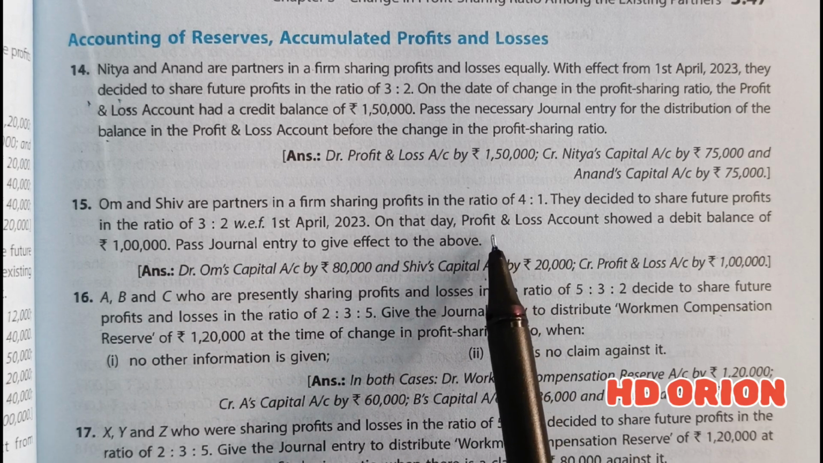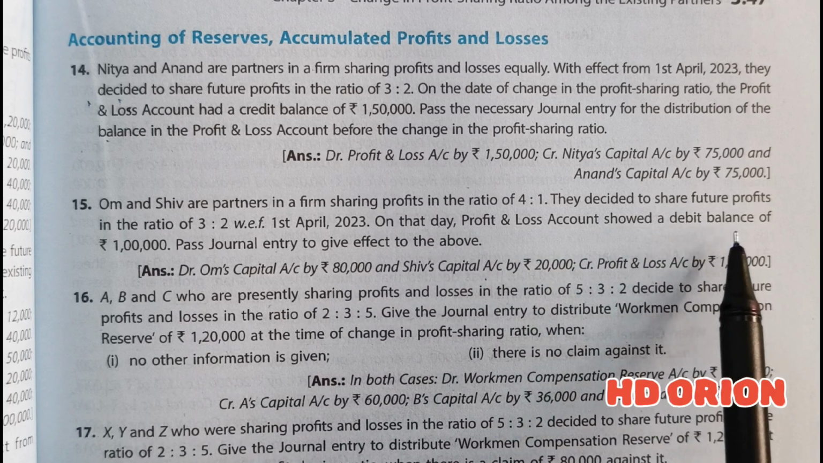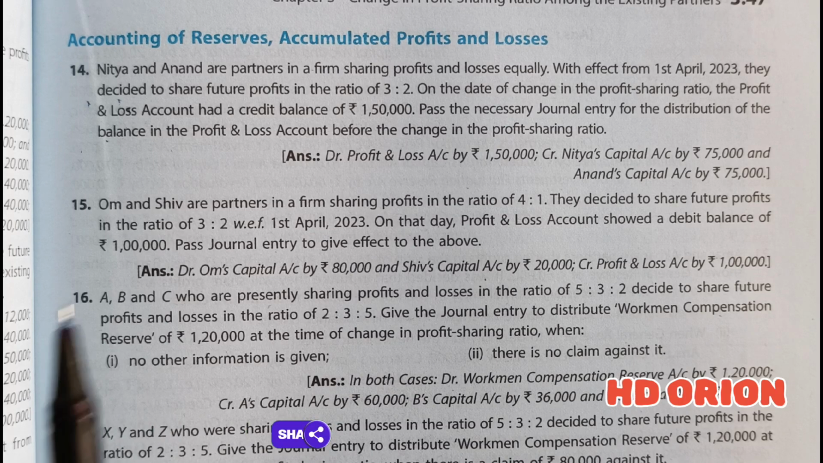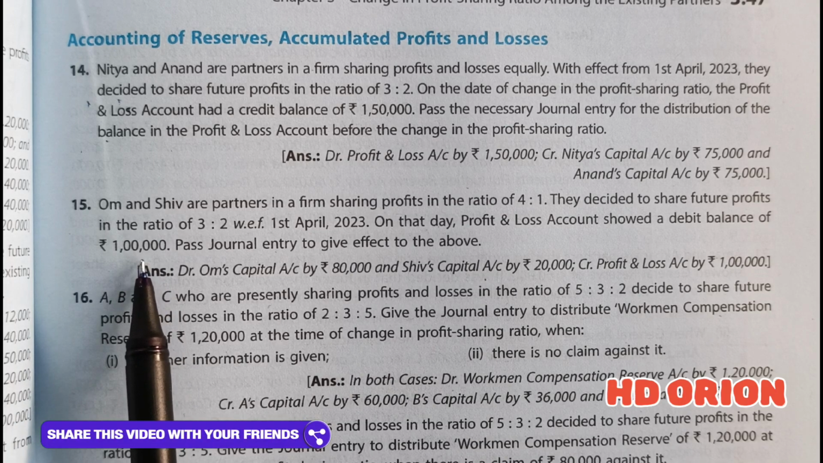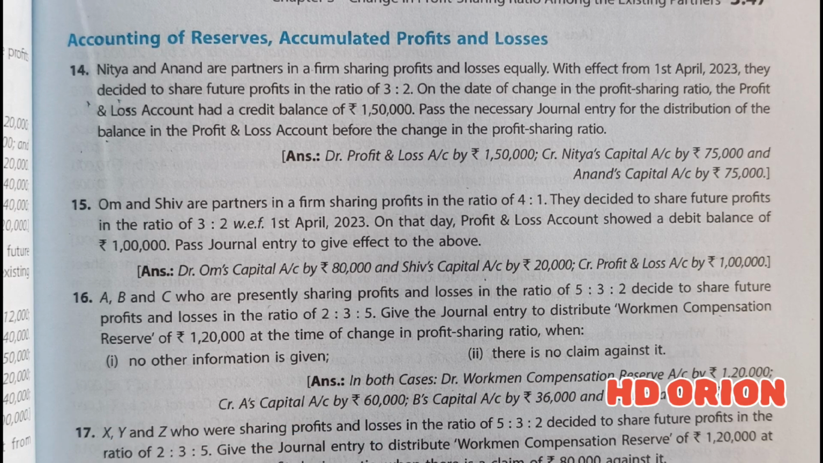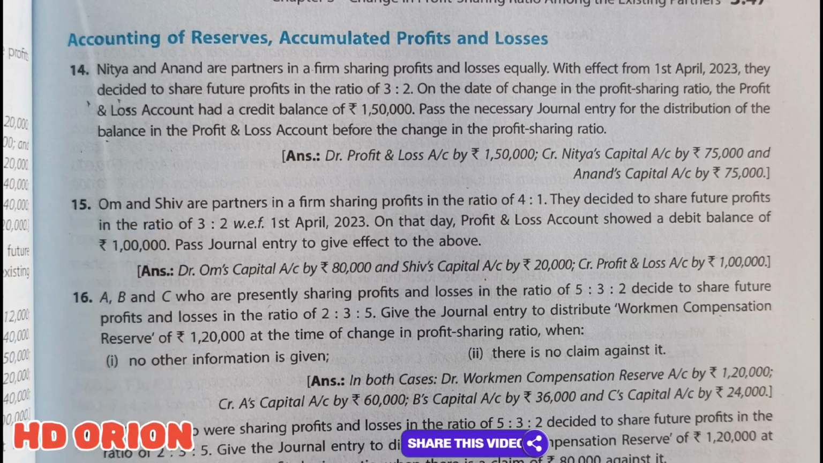Now here it is stated profit and loss account showed a debit balance of rupees 1 lakh. It means it is a loss. And debit balance means it is listed on the asset side in the balance sheet. So because it's a debit balance, it will be credited and closed. So what should be debited? In a journal entry, there has to be some debit also. So partners' capital accounts will be debited. And this distribution or transfer will happen in old profit sharing ratio.